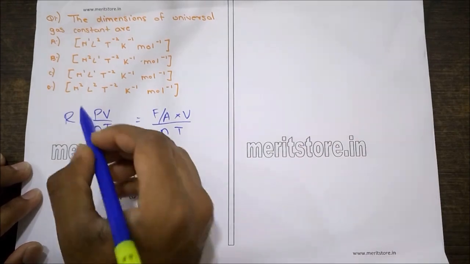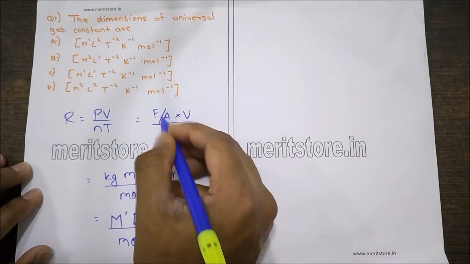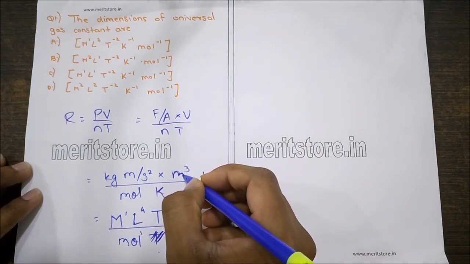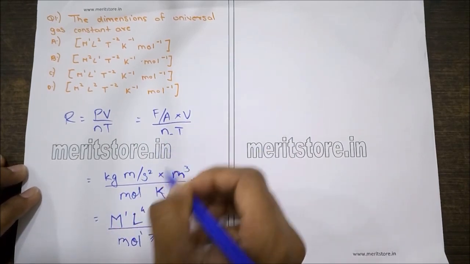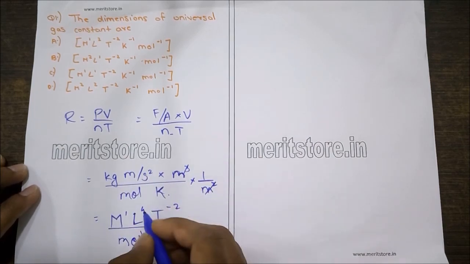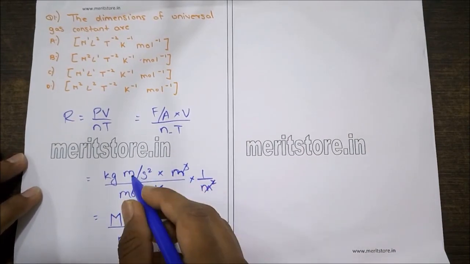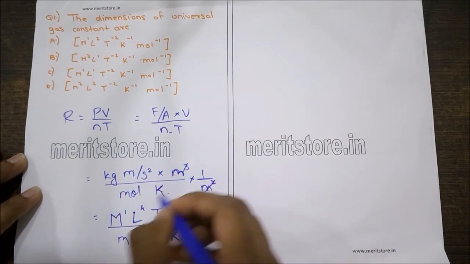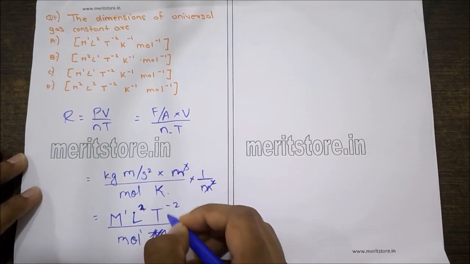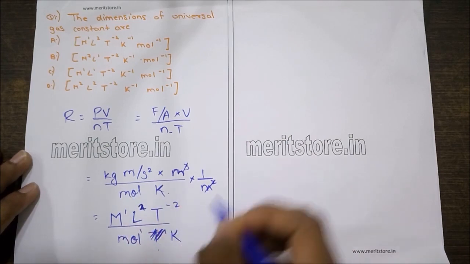Now what we'll look at is that the force is kg meters per second square divided by the area, so 1 upon meter square. Volume is written in meter cube, n is the number of moles and T is in Kelvin. So now this meter square is cancelled and so there's only meter. So kg can be written as M, the meter or the length, there are two, 1 meter and over here another meter, so it will become L square. Seconds is in the denominator, so T raised to minus 2, mole raised to minus 1 and Kelvin raised to minus 1.